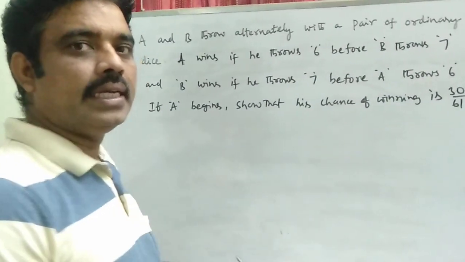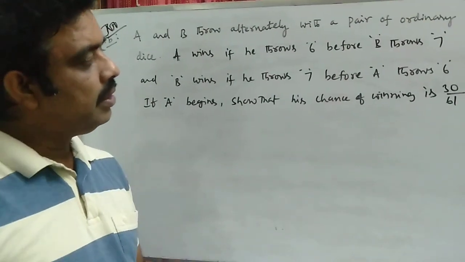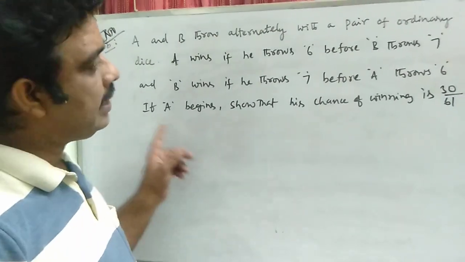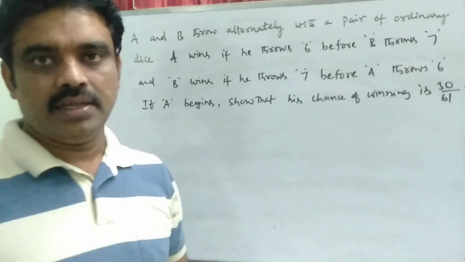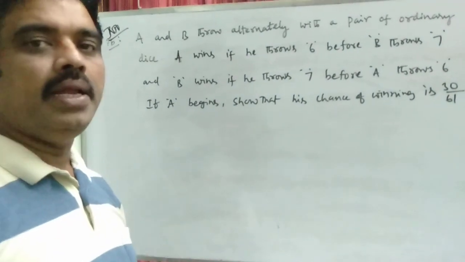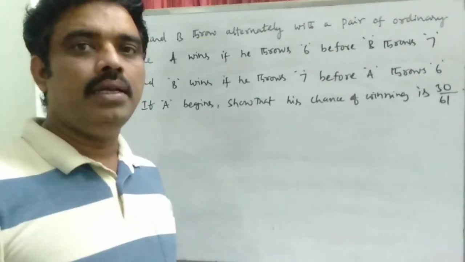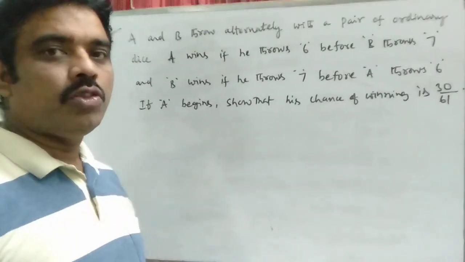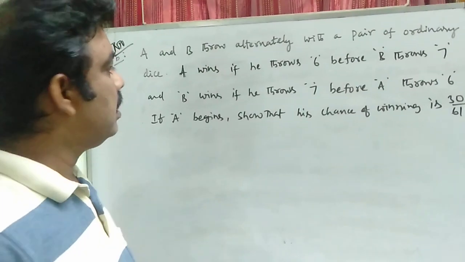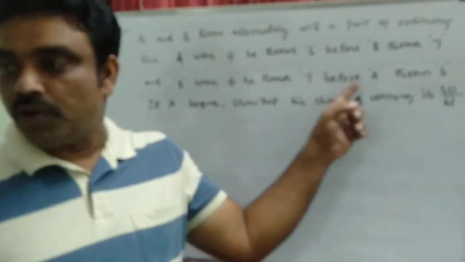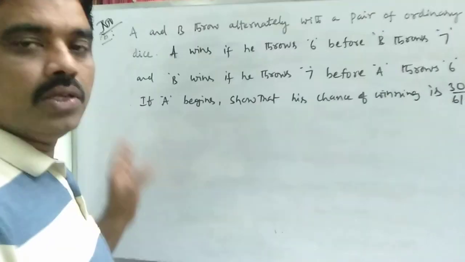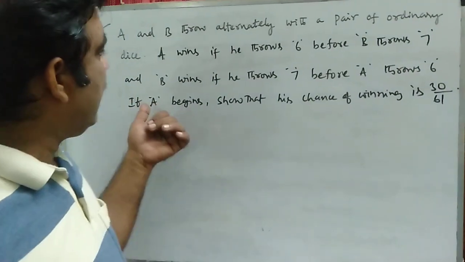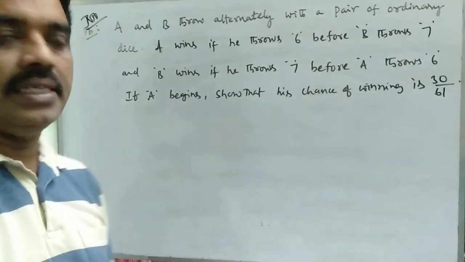We have to show that the probability that candidate A wins is equal to 30/61. That is the given probability. So A and B are playing with an ordinary pair of dice, and A wins if he throws 6 before B throws 7. Similarly, B wins if he throws 7 before A throws 6. So if A starts the game, find the probability of winning of A, which is equal to 30/61.